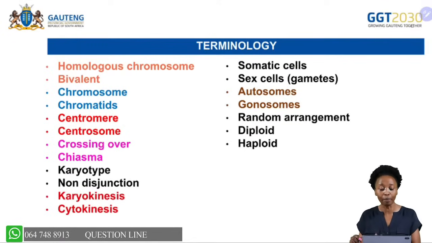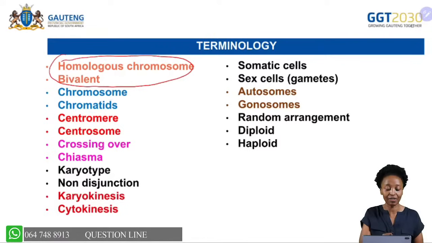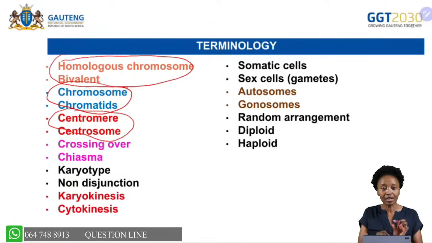Homologous chromosome, bivalent chromosome, chromatids. Remember, these are the ones that we normally confuse. So check the differences between the 2 chromosomes and chromatids. What is the centrosome? What is the centromere? Centromere is the structure that holds the 2 chromatids together. The centrosome is the structure that divides and gives rise to the centrioles, which then form spindle fibers.